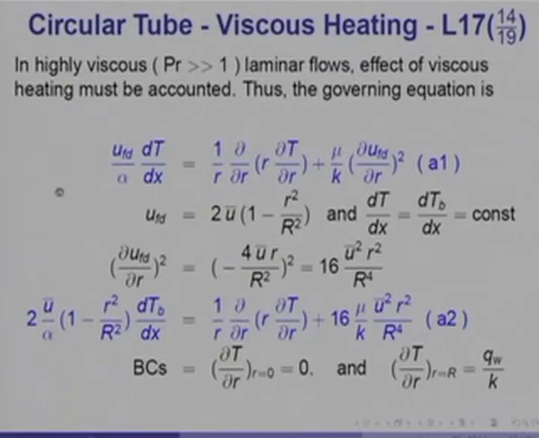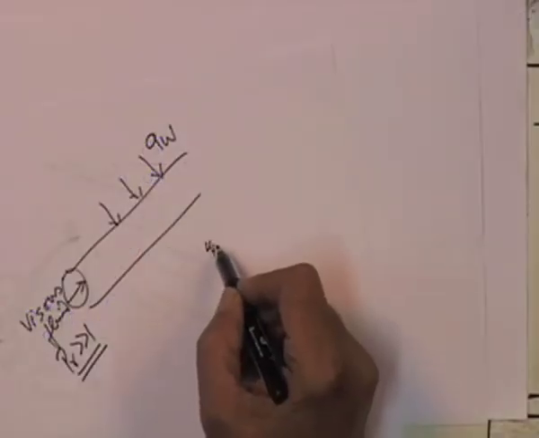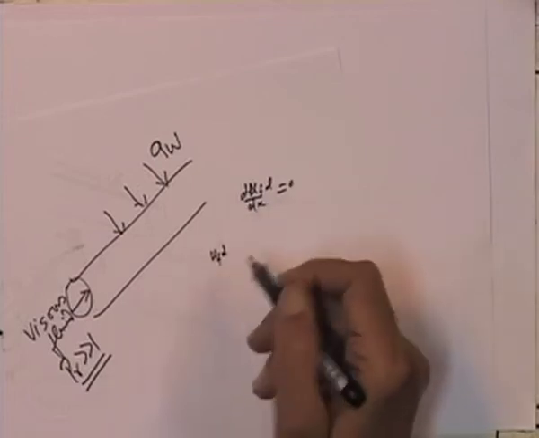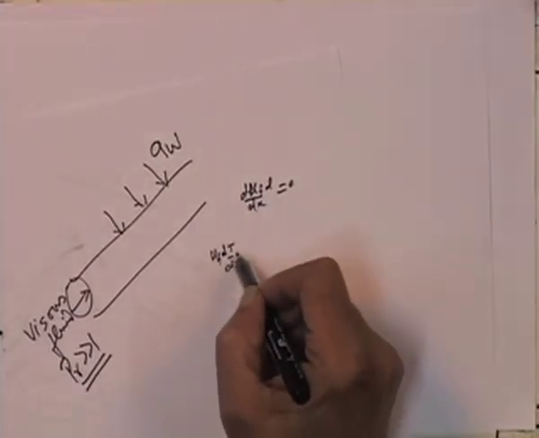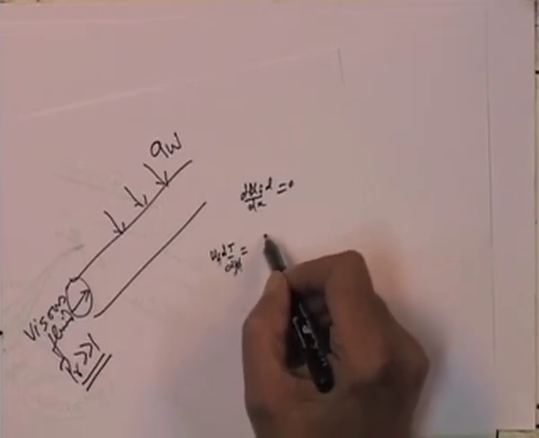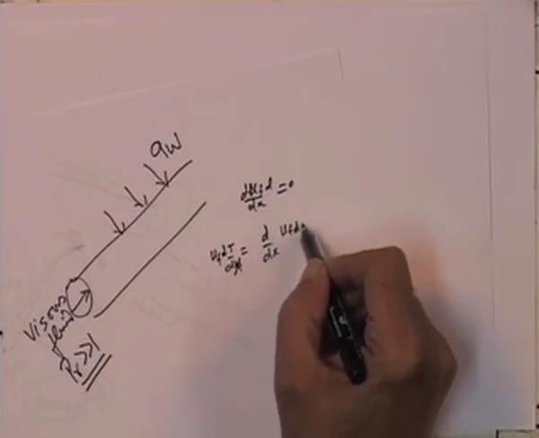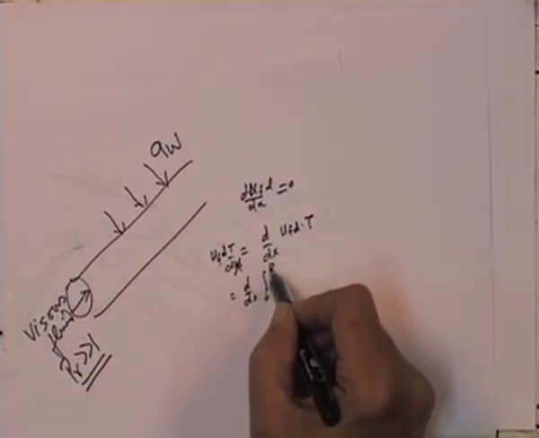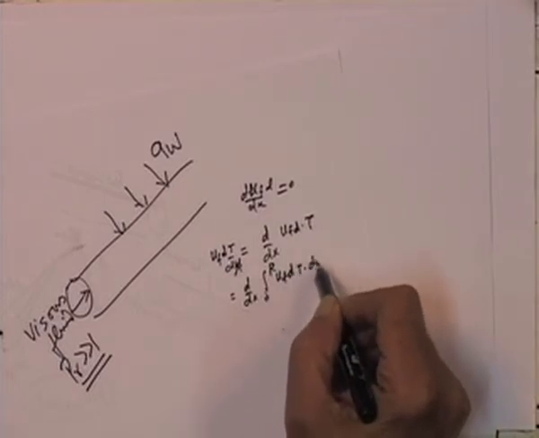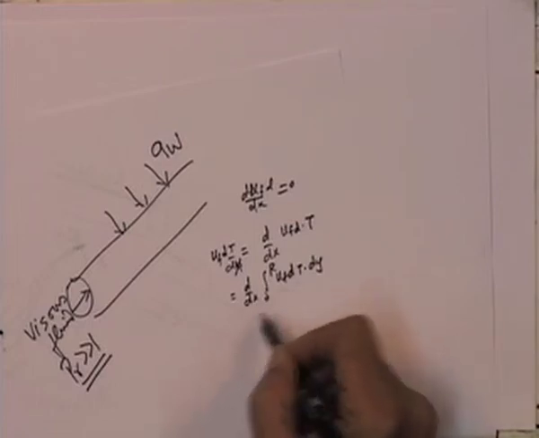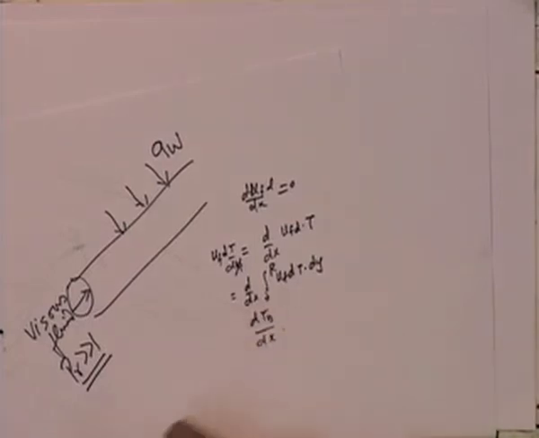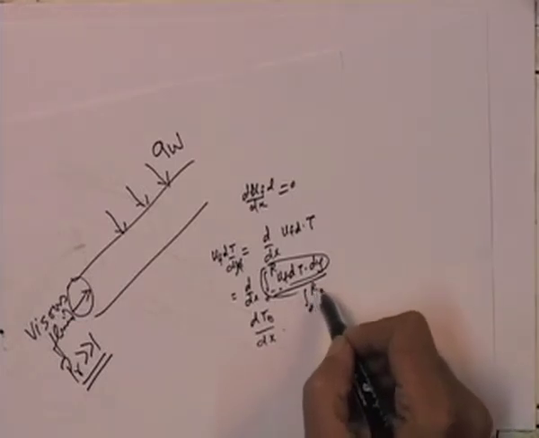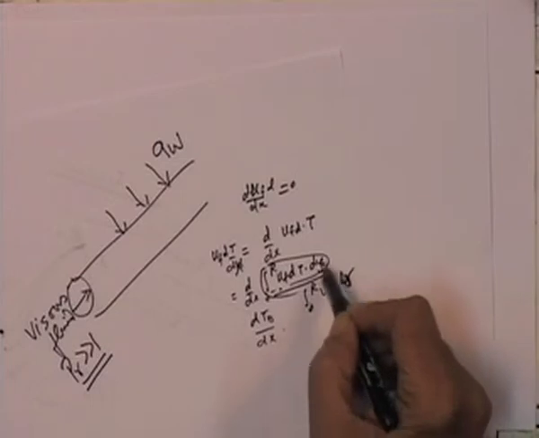You can see the left hand side, if I integrate over the area, and because dU_FD by dx is equal to 0 because it is fully developed, U_FD dT by dx will actually become d by dx of U_FD into temperature. I integrate this d by dx of the integral from 0 to r of U_FD T dy, then this gives me dT bulk by dx, when this is divided by the integral from 0 to r of U_FD r dr, rather.